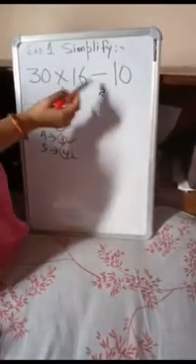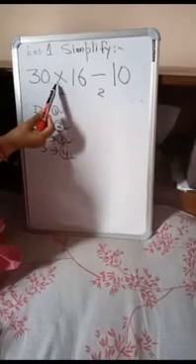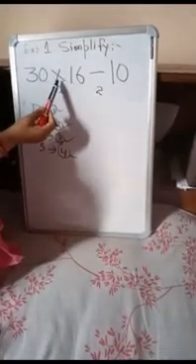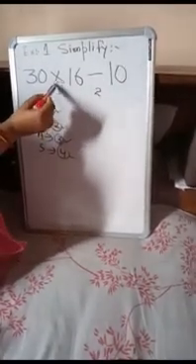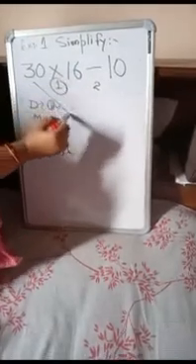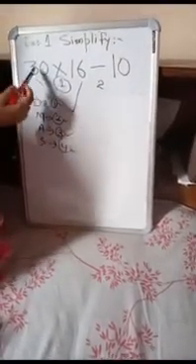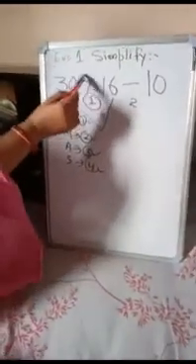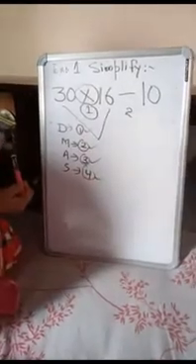So here in this simplification, the division sign is not there, the multiplication sign is there. It means we will do this operation firstly: 30 into 16. We will first multiply 30 and 16. We will firstly do this multiplication operation.